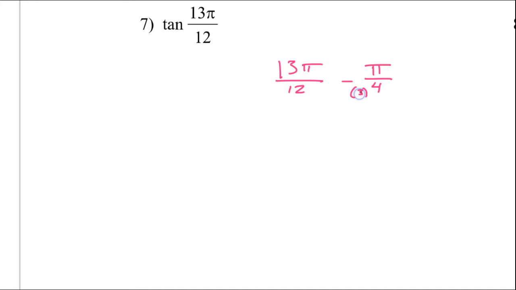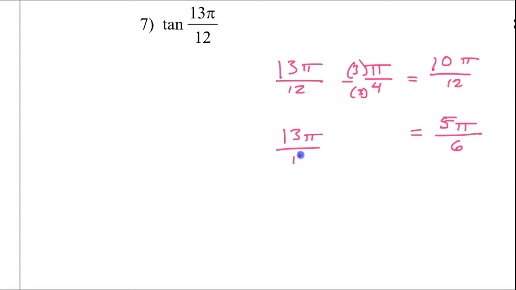Of course I would need a like denominator, so I would multiply by 3. Now if I do that, I've got 13 pi over 12 minus 3 pi over 12, so that's going to give me 10 pi over 12. That's going to reduce down to 5 pi over 6. This is looking good since pi over 6 is one of our special angles. So now I've got 13 pi over 12 minus pi over 4 is equal to 5 pi over 6.